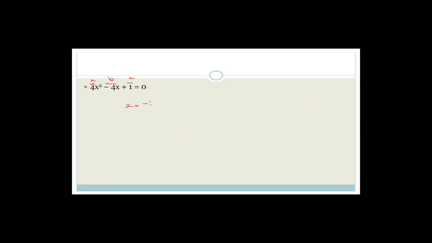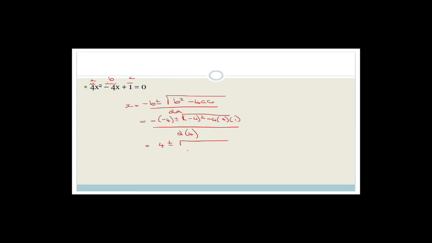So x is equal to minus b plus or minus the square root of b squared minus 4ac all over 2a. So it becomes minus minus 4 plus or minus the square root of minus 4 all squared minus 4 times 4 times 1 all over 2 times 4, which becomes minus times a minus is a plus, so it's 4 plus or minus the square root of minus 4 squared is 16, minus 4 times 4 is 16, all over 8. So do you agree that becomes 4 plus or minus 0 over 8, which equals a half?